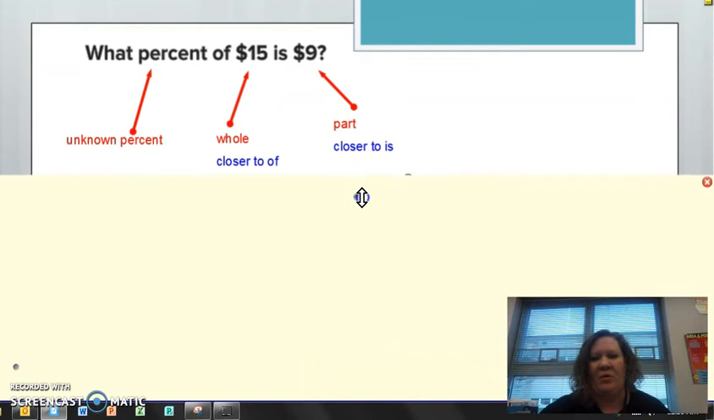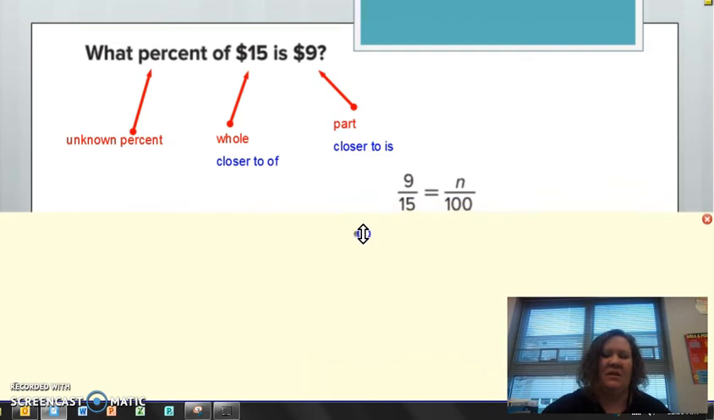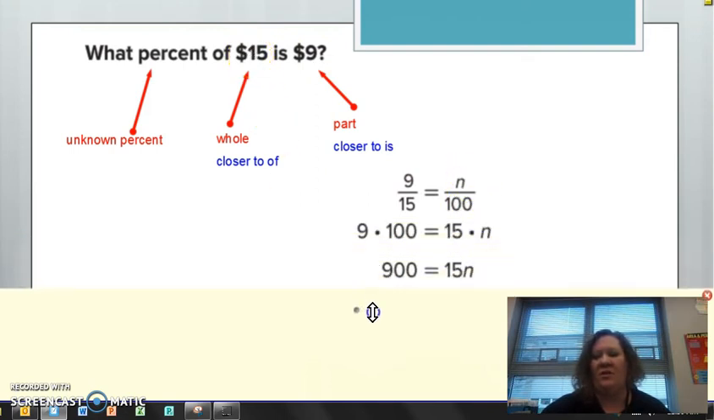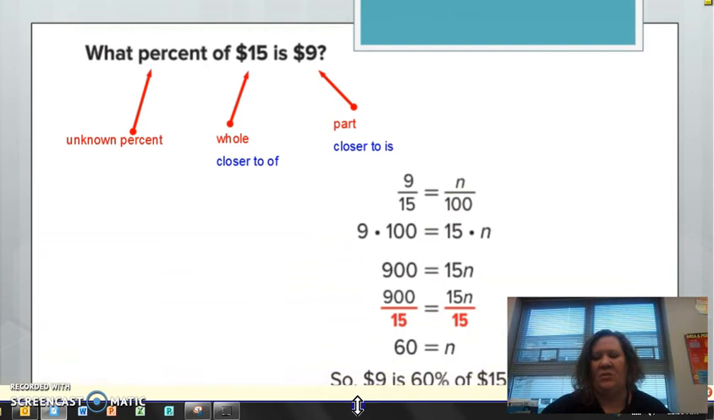And here I broke it down for you. The unknown percent, that's going to get our variable. This is the whole amount. This is the part. We know that this is the whole because it's closer to the word of, and that one is closer to the word is. We set up our proportion with 9 over 15, part over whole, equals percent over 100, and then we would simply just cross multiply and divide. That would mean that $9 is 60%, don't forget your percent sign, of $15.